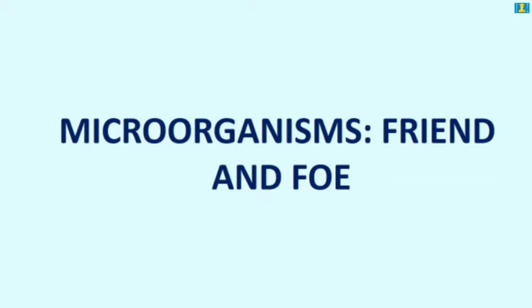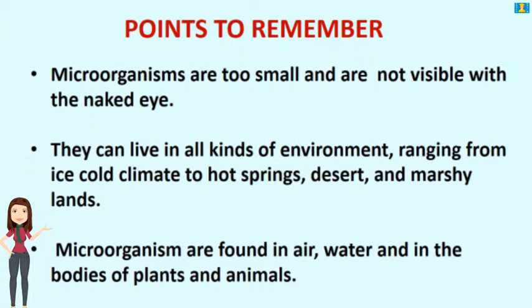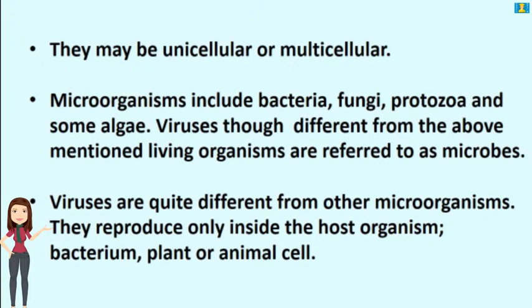Microorganisms, friend and foe. Points to remember. Microorganisms are too small and are not visible with the naked eye. They can live in all kinds of environment, ranging from ice-cold climate to hot springs, desert and marshy lands. Microorganisms are found in air, water, and in the bodies of plants and animals. They may be unicellular or multicellular.